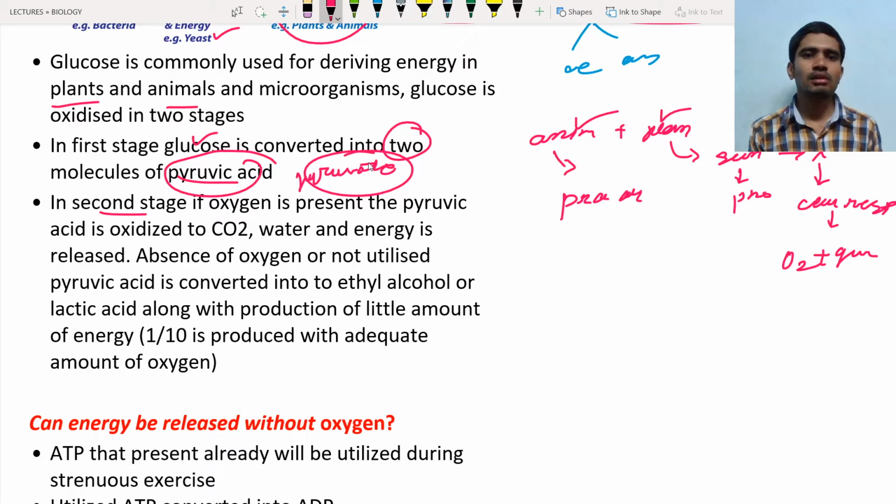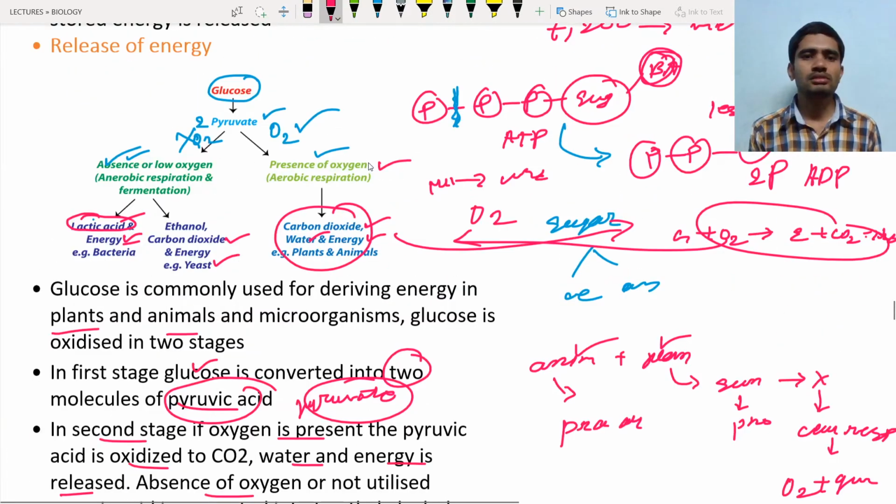In the next step, if oxygen is present, the pyruvic acid is converted to carbon dioxide, water, and energy is released. In the absence of oxygen, it is not utilized. It means based upon the presence or absence of oxygen, they may go into anaerobic respiration and fermentation, or they may go into aerobic respiration. Such a process occurs in bacteria, and such a process occurs in human beings and animals.